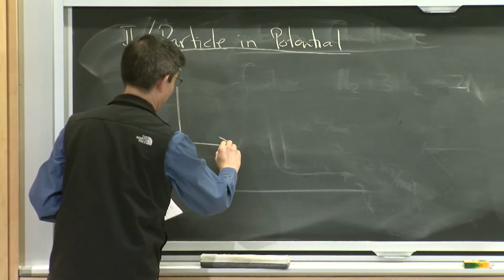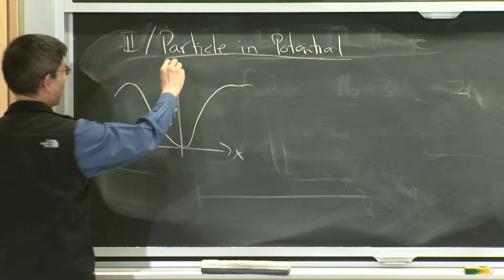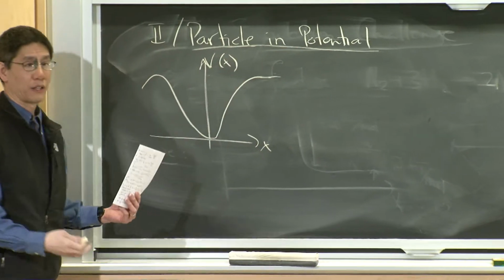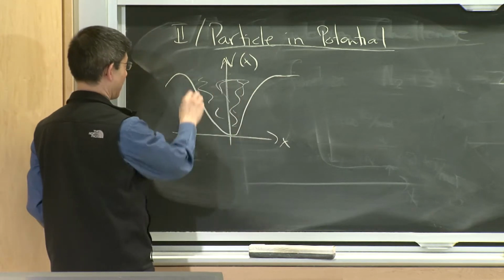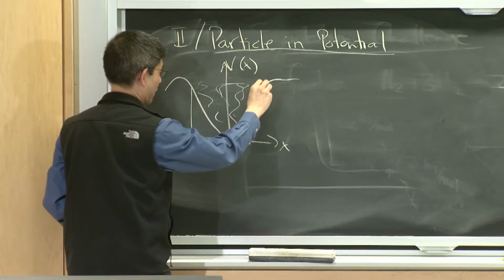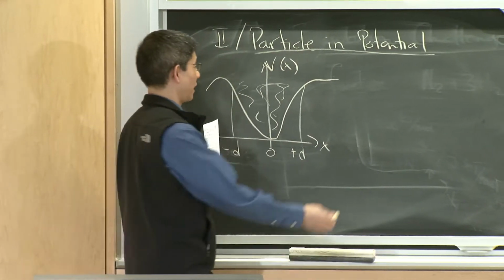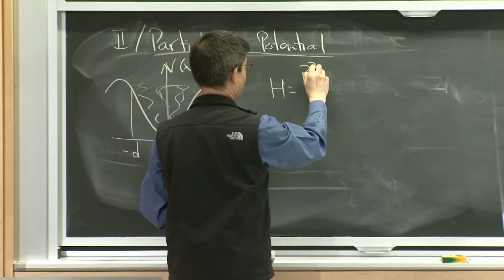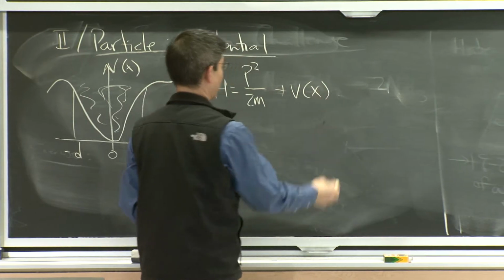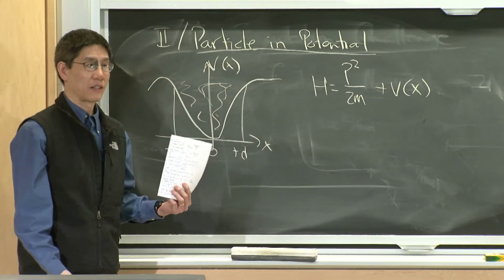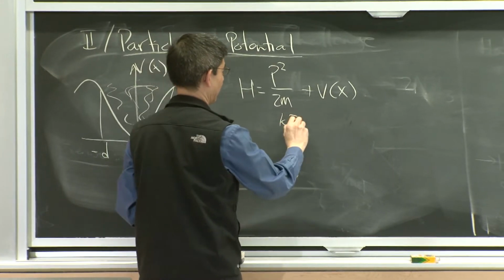Imagine that you have a particle located on a one-dimensional axis, and there's some potential V of x. The particle is somewhere delocalized in here. Let the scale of this be from minus d to plus d or so. And the particle is governed by a Hamiltonian, which is of the form p squared over 2m plus V of x. So this is the energy of a free particle, the kinetic energy. This is the potential energy.